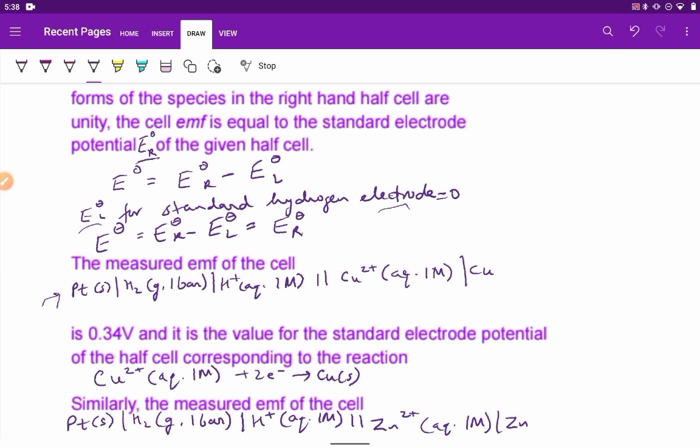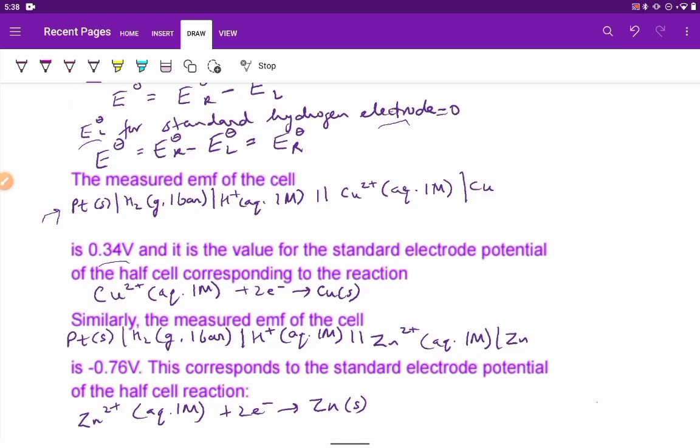For this the measured EMF is 0.34 volts, and it is the value for the standard electrode potential when the half cell reaction is Cu2 plus aqueous accepting electrons to form Cu solid. We find that the standard electrode potential of copper is positive because of its high atomization enthalpy and low hydration enthalpy.